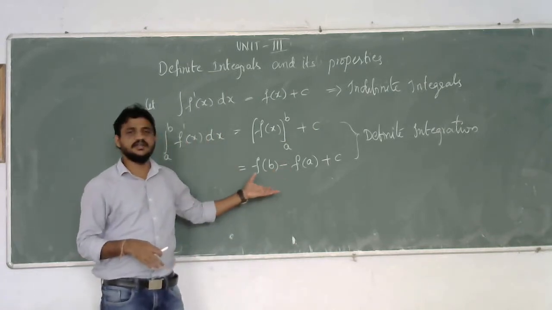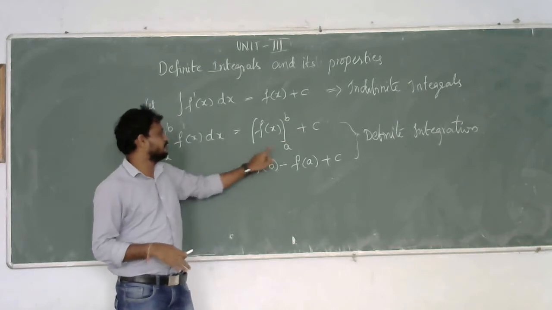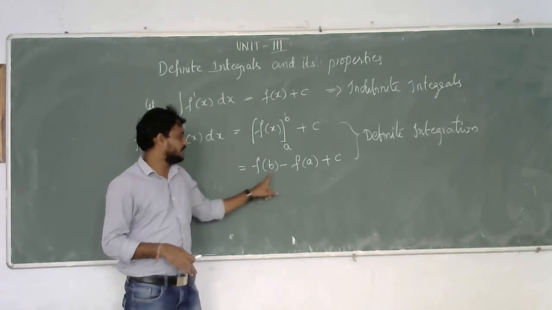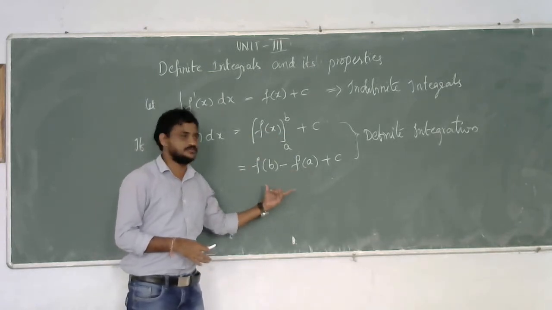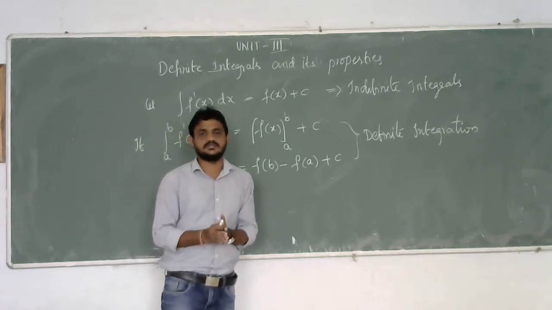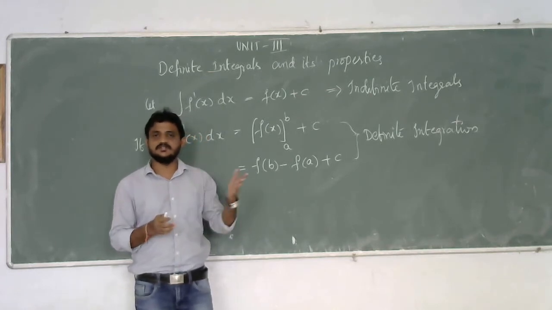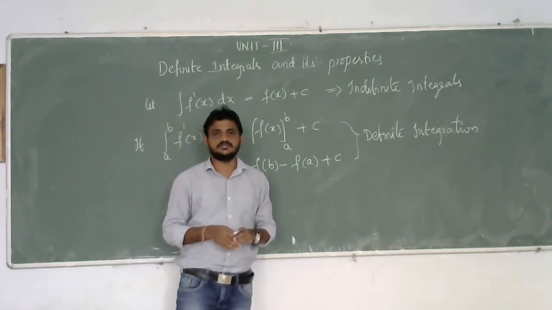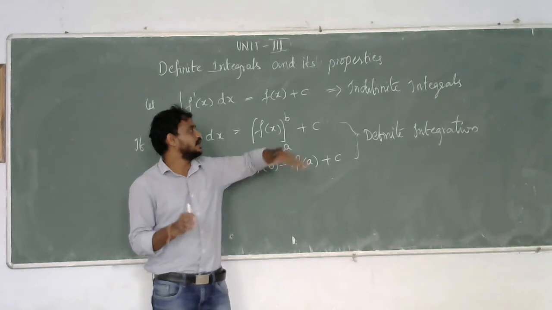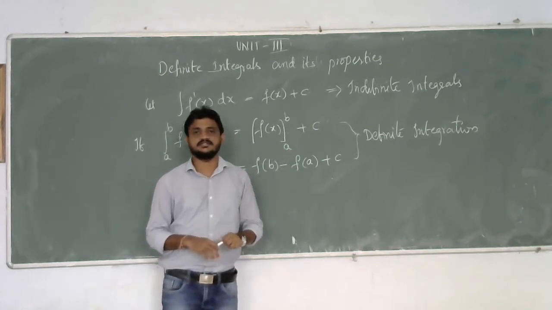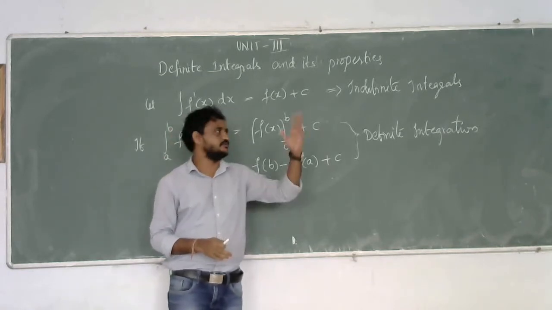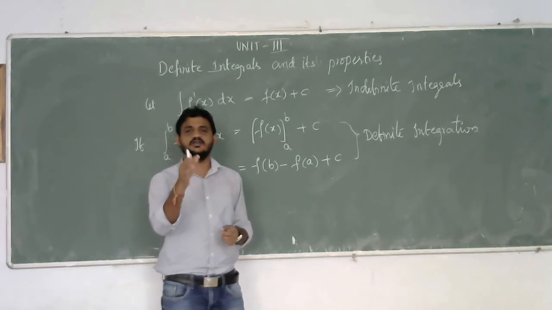But when it comes to definite integration, after integration, we are substituting the limits, upper limit and lower limit. After applying limits, we are getting a particular value. This f of b minus f of a, if we subtract both values, you will get some particular value. In definite integrations, after applying limits, you will get particular exact values. But in indefinite integration, we don't know limits, so we cannot know particular values.